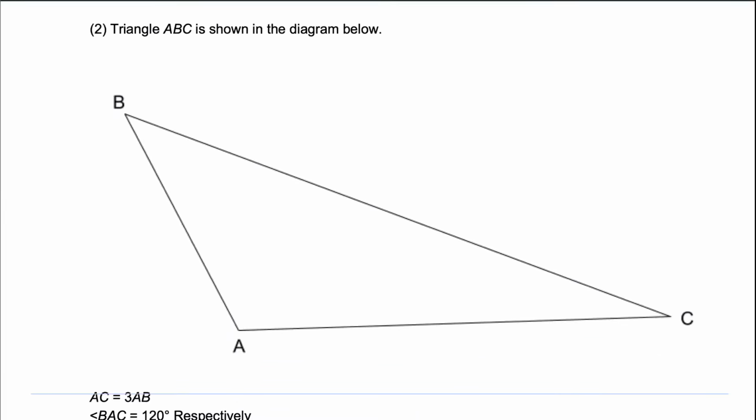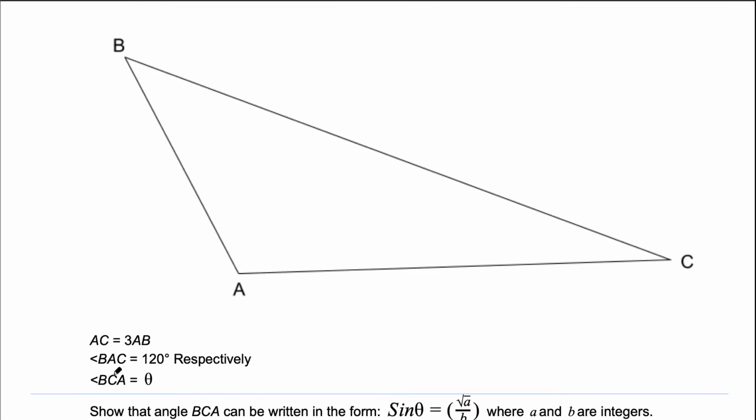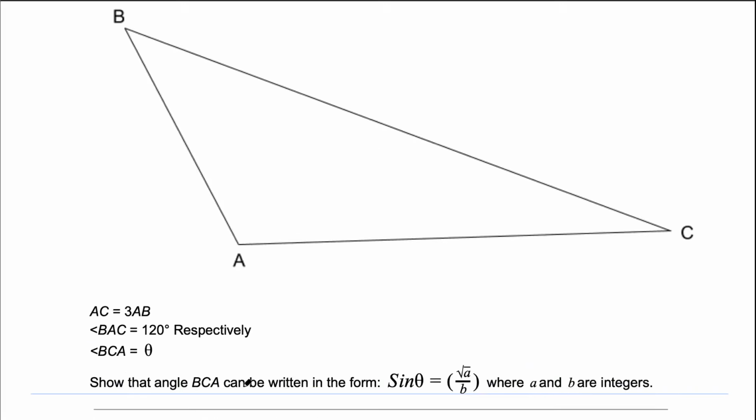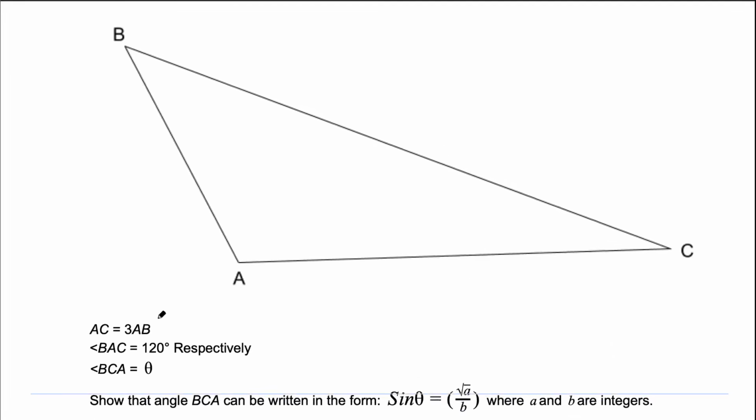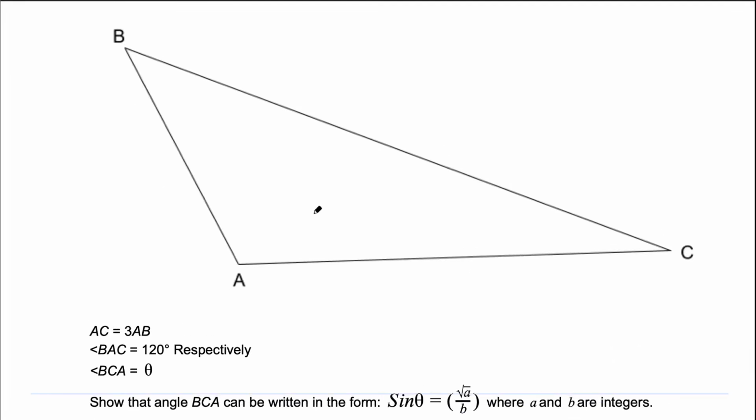Next one, question 2. Question 2 says triangle ABC is shown in the diagram below. AC equals 3AB. Angle BAC equals 120 degrees, respectively. I'm not sure what that respectively means, but angle BCA equals theta. Show that angle BCA can be written in the form sine theta equals root A over B, where A and B are integers. All right, so let's write in a few things here.